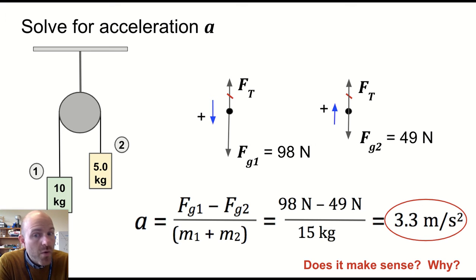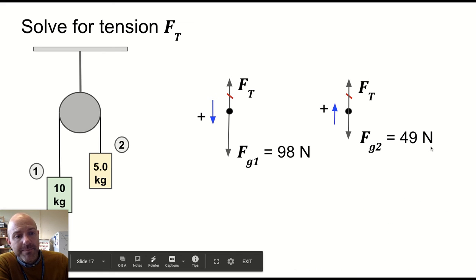You might ask yourself, does this make sense? Well, it is less than the acceleration due to gravity, which is good. It is also less than the acceleration would be if you just had a 10 kilogram mass being pulled in one direction by 50 newtons and one by 100, because we have more mass in the system. There's a total of 15 kilograms of mass, which shows up in the denominator here.